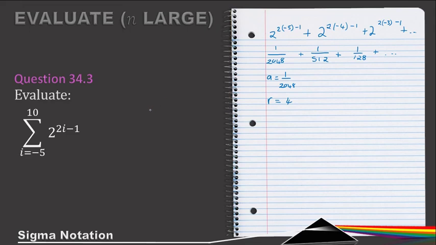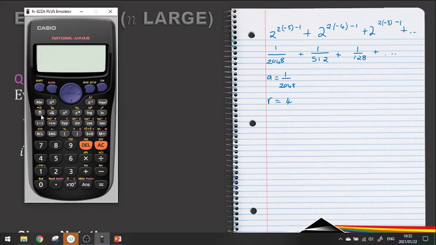and we can test it, or just double check it, with 1 over 512 divided by the first term as 1 over 2048. Okay, so that is 4.